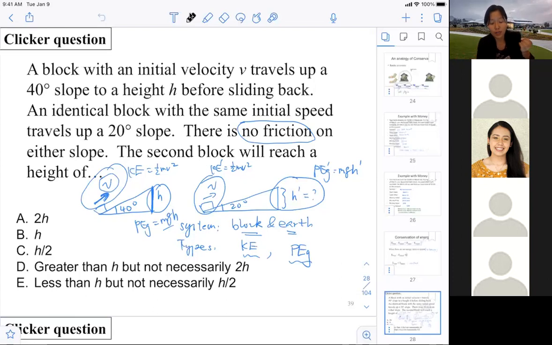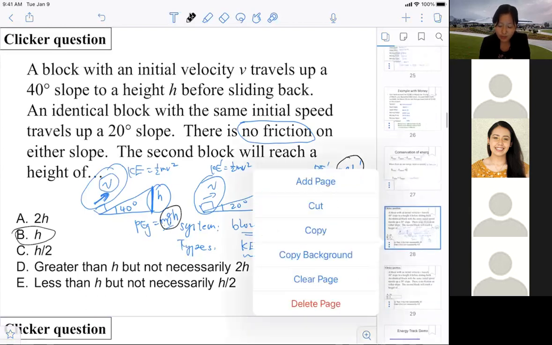So if the block has the same amount of kinetic energy to begin with, no matter what the ramp is, eventually it's going to have the same potential energy. So it will have the same mgh at the 40 degree ramp. It will have the same mgh at the 20 degree ramp because it all had the same kinetic energy to begin with. So h prime is going to equal h. It's going to reach the same height.